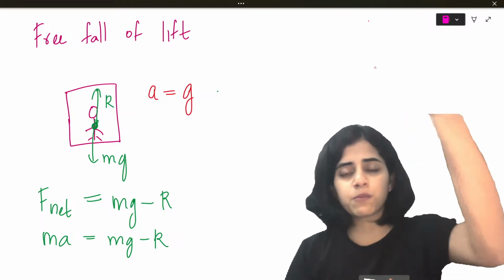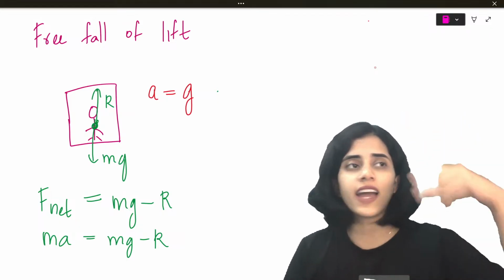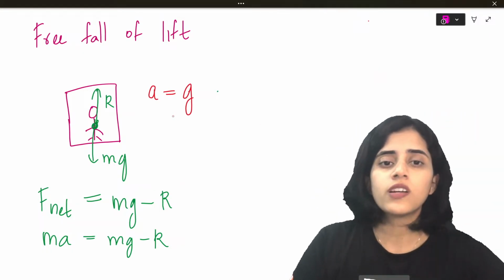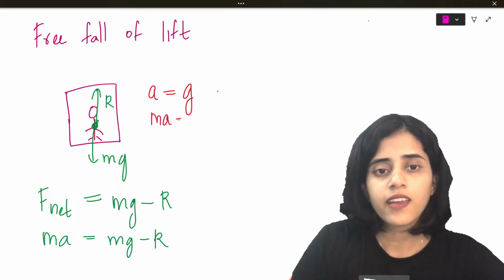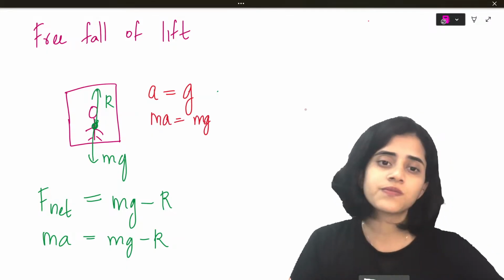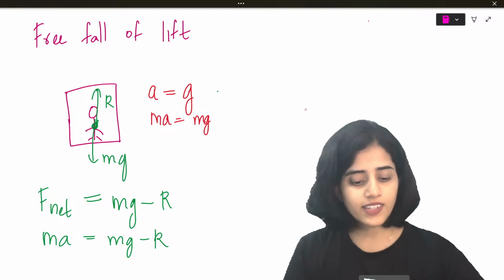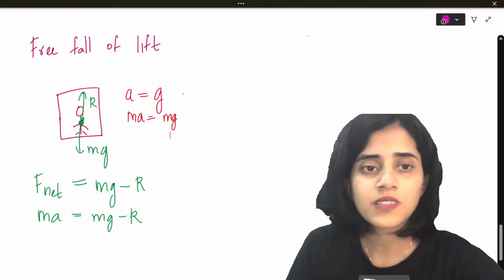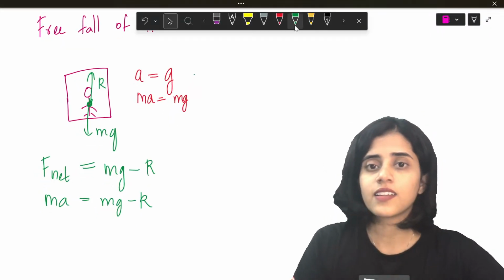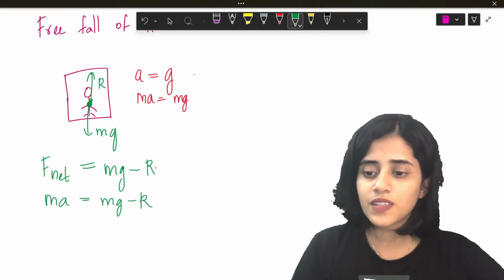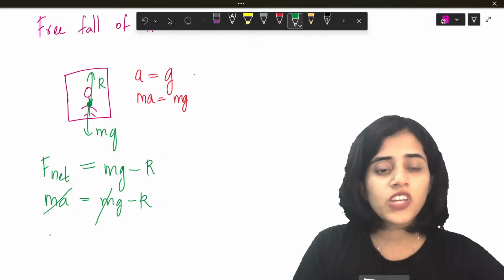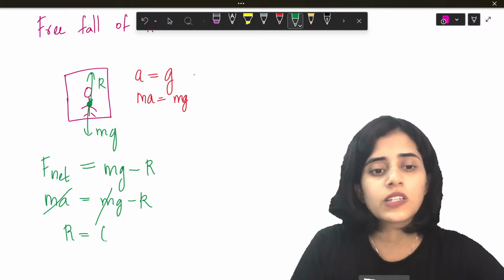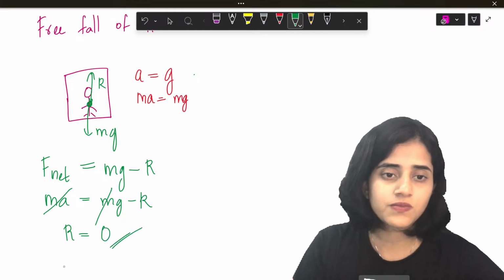Just like the apple fell down on Newton's head, the apple freely fell down because of gravity. So, can't I say ma is equal to mg? M and m are the same, so acceleration is equal to gravity. Then ma is equal to mg, so they cancel out. Then normal reaction will be equal to 0.